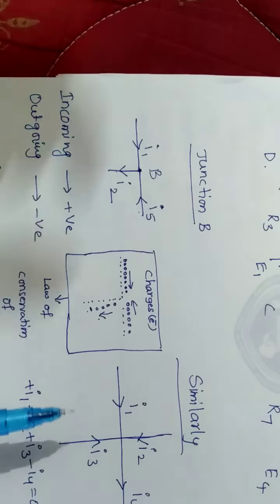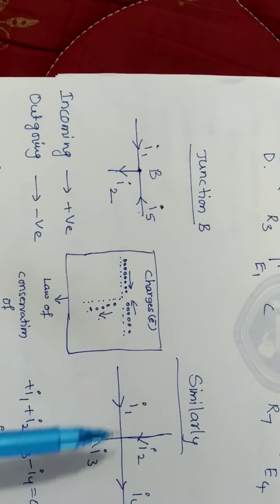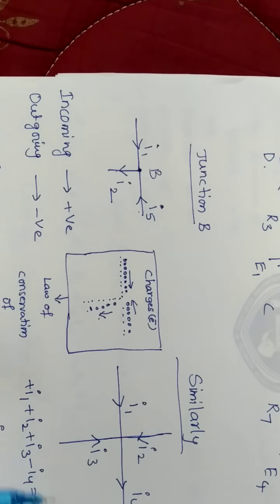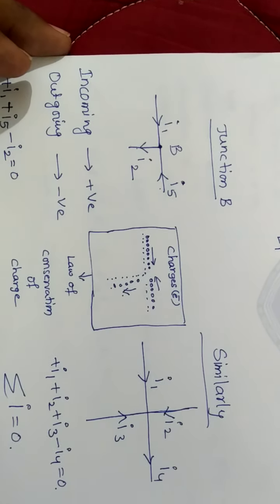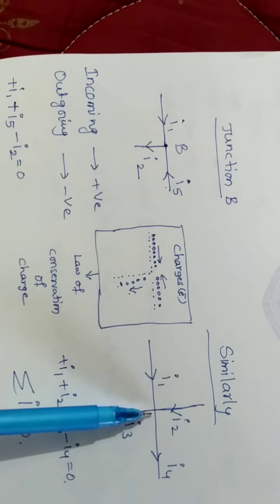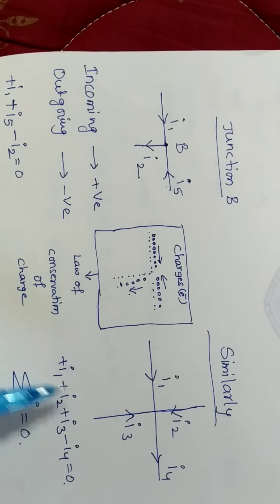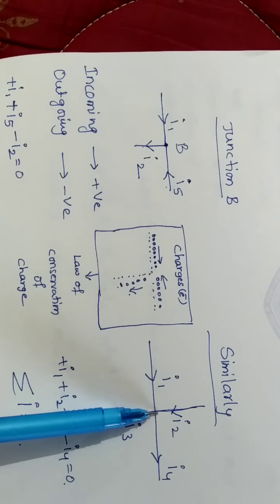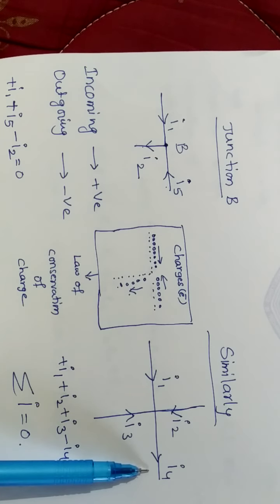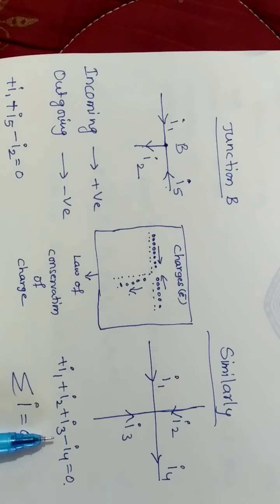Similarly, we can consider another example. Let us say an arbitrary circuit where currents I1, I2, I3, I4 are there at some arbitrary junction. I1 is coming towards the junction, we take it as positive. I2 is also coming towards the junction, positive. I3 is also moving towards the junction, positive, but I4 is leaving the junction, so we take it as negative, and the sum of all becomes 0. So the summation of currents at any junction equals 0. This is what is called Kirchhoff's first law, or junction law, or current law.